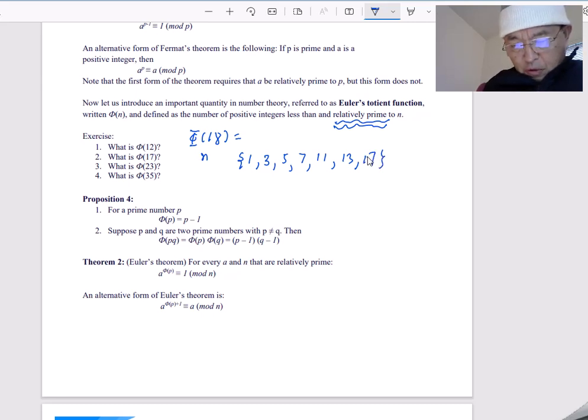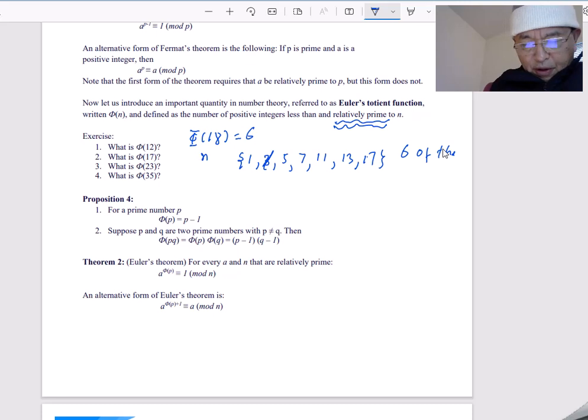Not all these numbers are prime numbers, but in this case they happen to be prime numbers as well. Sometimes you get confused. So how many numbers are there? 1, 5, 7, 11, 13, 17. So there are 6 of them. The totient of 18 equals 6.